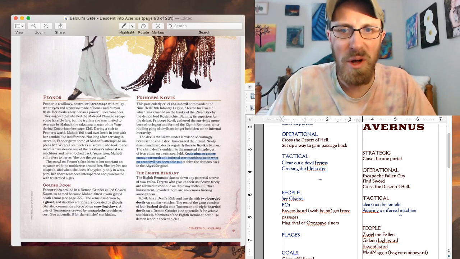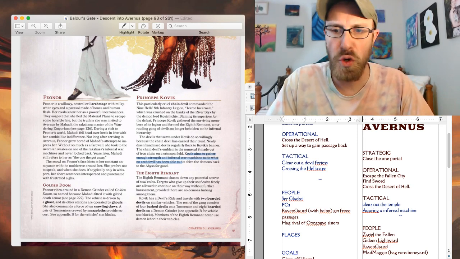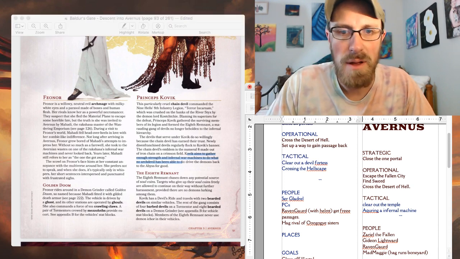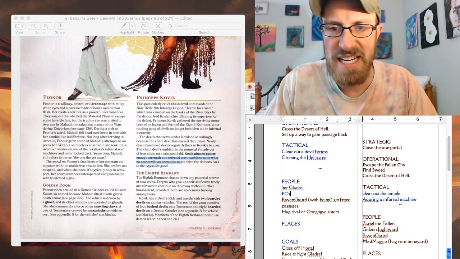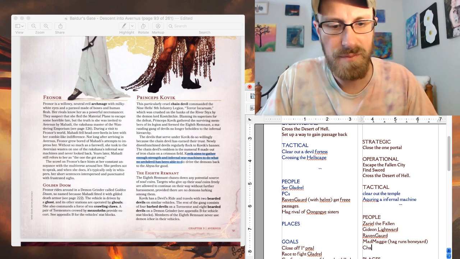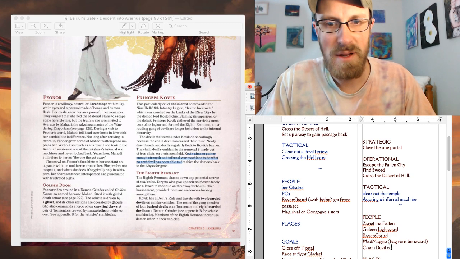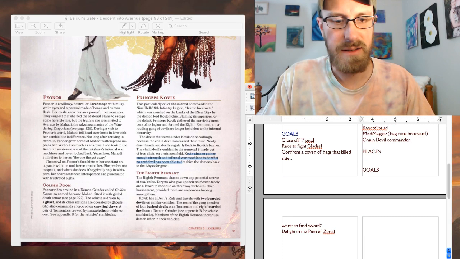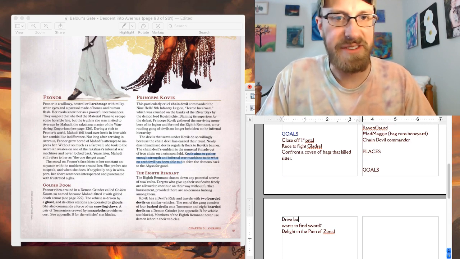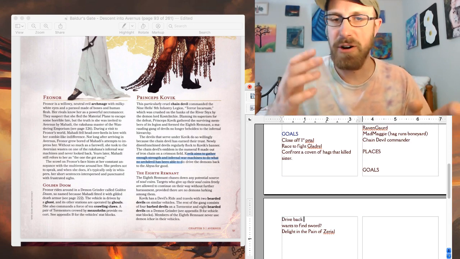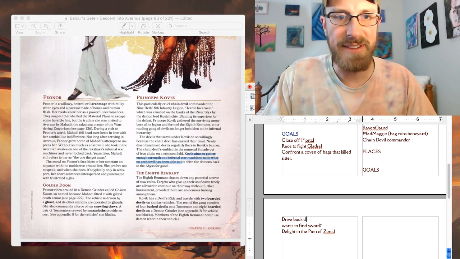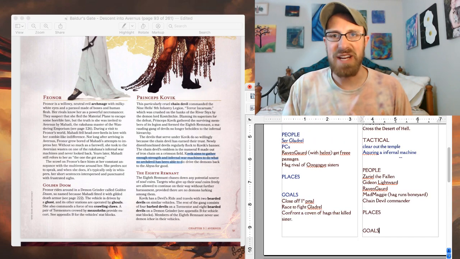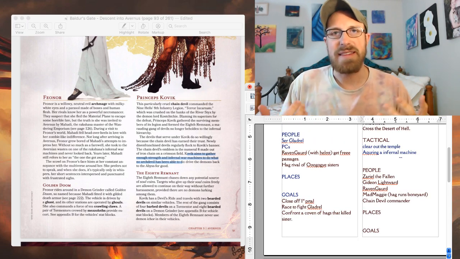Well, I think having a Chain Devil commander is cool. So let me go ahead and pull up my thing again. Okay. Chain Devil commander. And what he wants to do is drive back demons. This is again a really messy sheet. Sorry, folks. All right, so that's not going to work in my game though, because there's only like one realm of the damned that they're going to be. It's not the same story that they're telling here.